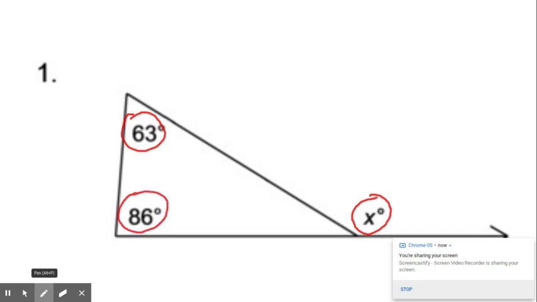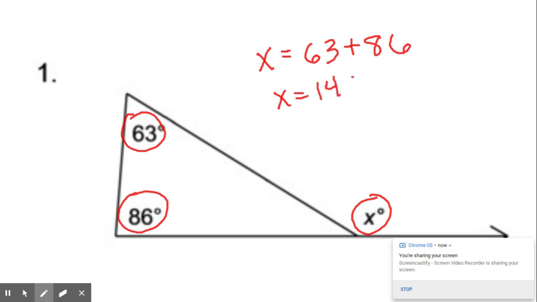Now, what the exterior angle theorem tells us is that the exterior angle equals the sum of its remote interior angles. So if you remember that theorem, the best way to do it is to simply take x, which is the exterior angle that we want, equals 63 plus 86. This is the much shorter version. If we take 63 plus 86, that gets us 149 degrees. So that means x is 149.